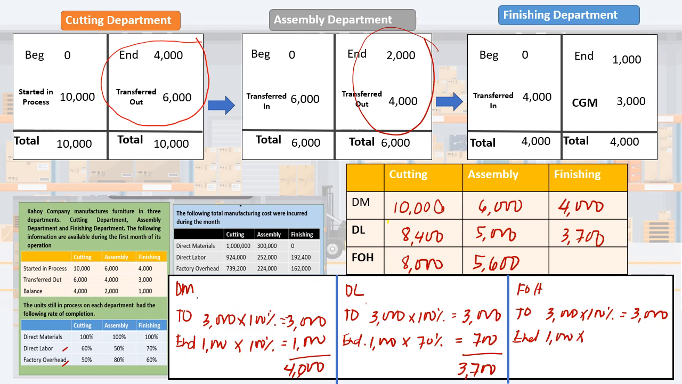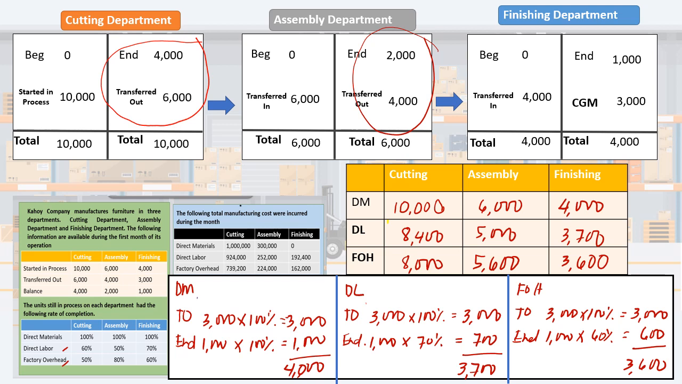Rate of completion, based on our given, we have 60%. So, therefore, 1,000 times 60%, we will have 600 units here. So, our equivalent unit of production for FOH of the finishing department will be 3,600. So, let's put here 3,600 units. So, at last, we have computed the equivalent unit of production of manufacturing cost for each department.